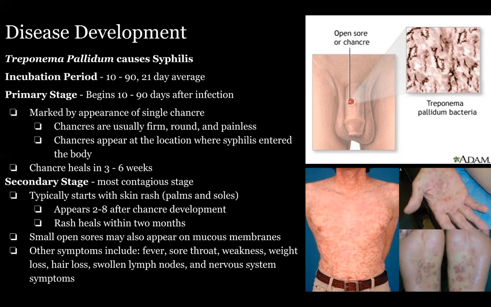Small open sores on mucous membranes can also be present during this stage. Other symptoms the infected person could experience during this stage include fever, sore throat, weakness, weight loss, hair loss, swollen lymph nodes, and nervous system symptoms. The secondary stage of syphilis can have complications that linger for months or even years, including complications of the bones, hair follicles, joints, eyes, and brain. If the syphilis infection is not treated during the secondary stage, it will progress to the latent stage.